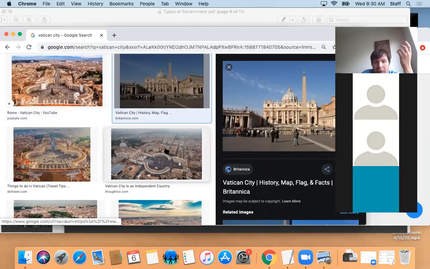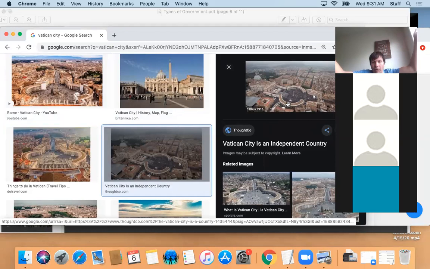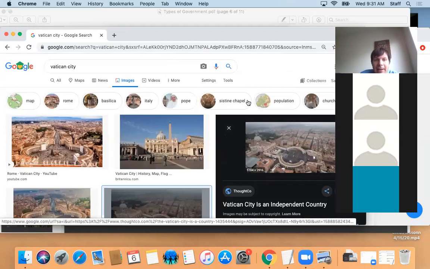The only people that, here's the entire country. Yikes. That's the entire country. It's like 2 square miles. It's this big giant church and this big giant open square where the Pope gives his speeches. Technically, they run themselves.